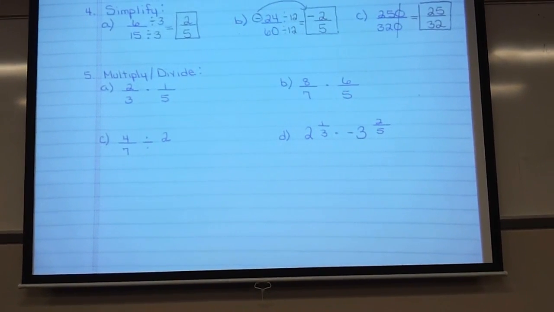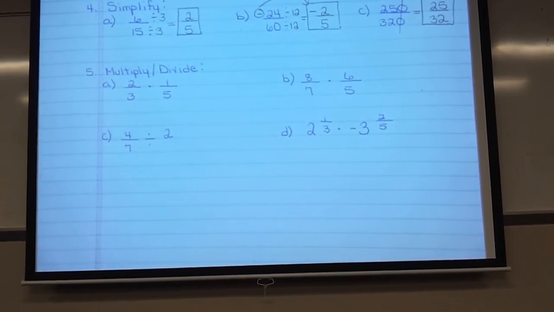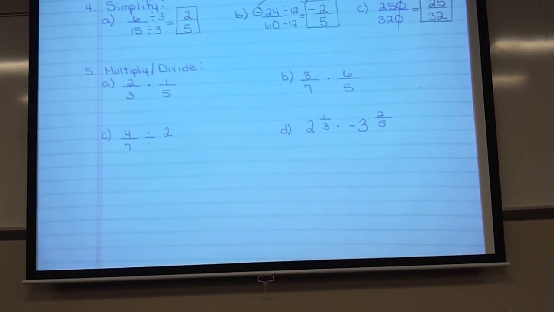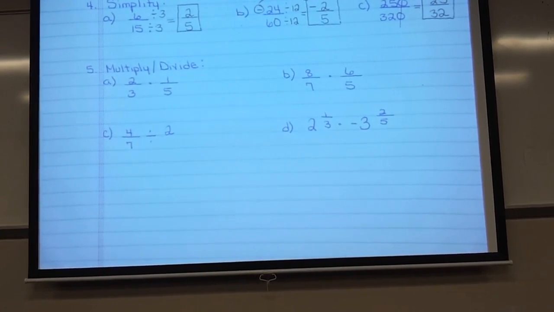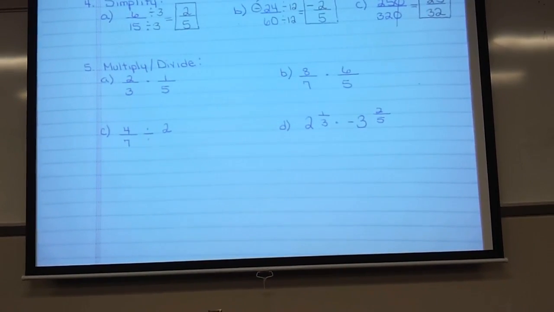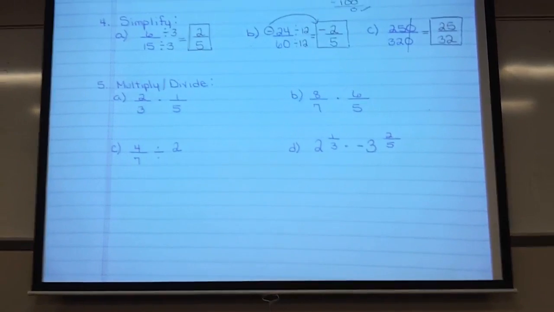So if I had something like 5,000 over 32,000, and I wanted you to reduce that, okay, this zero cancels with this one, this zero cancels with this one, this zero cancels with this one, and you're just left with 5 over 32. So, nice little trick to know.